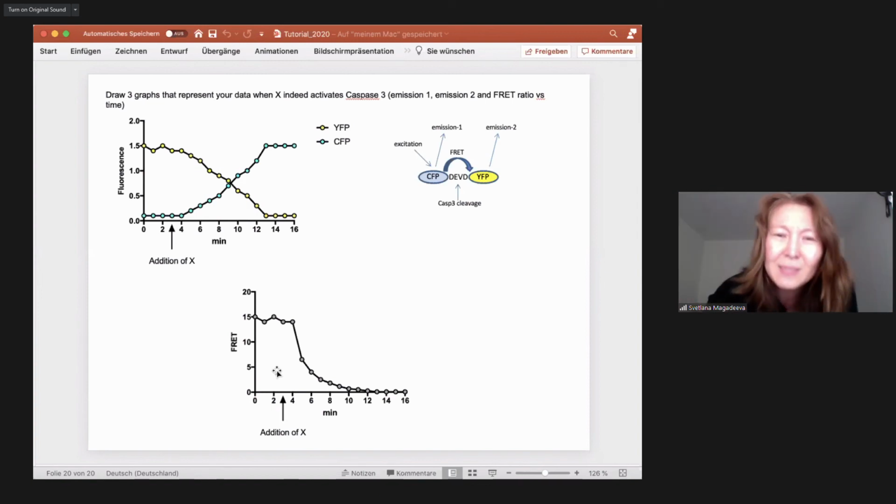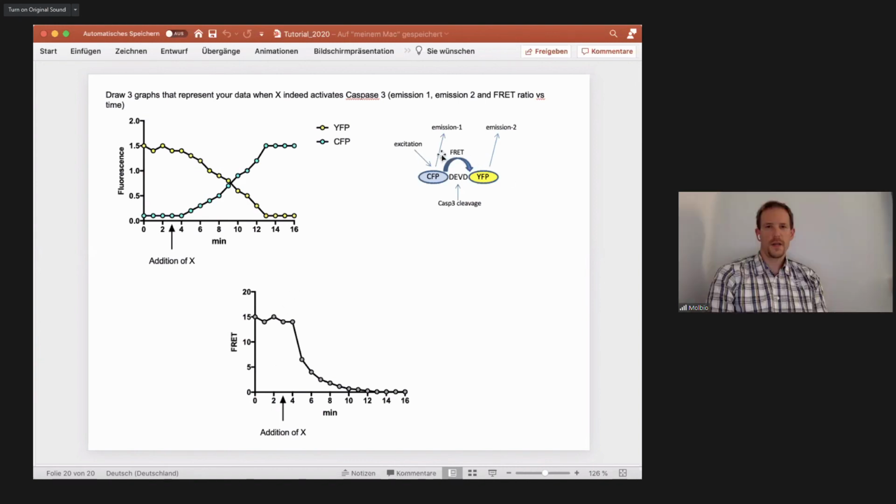Sorry, can you please explain, Professor, why I'm so confused right now? Looking at the graph, I thought of something else. But why is the CFP increasing in fluorescence?